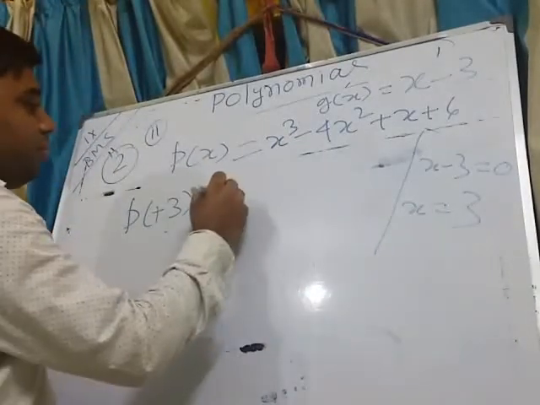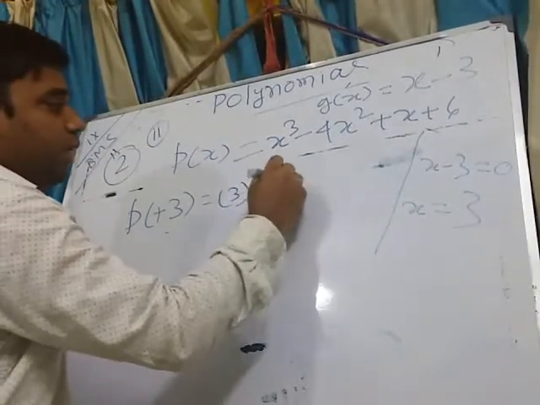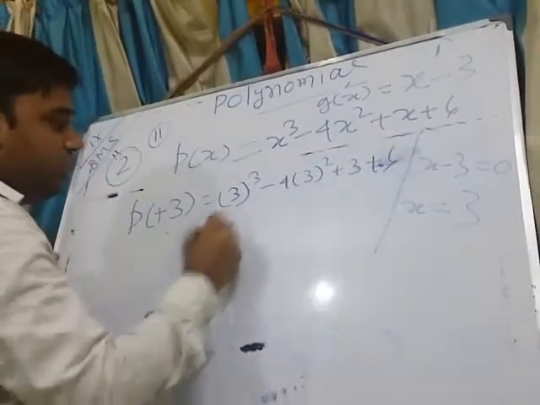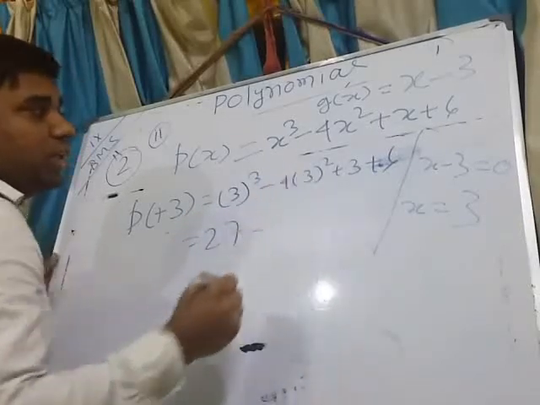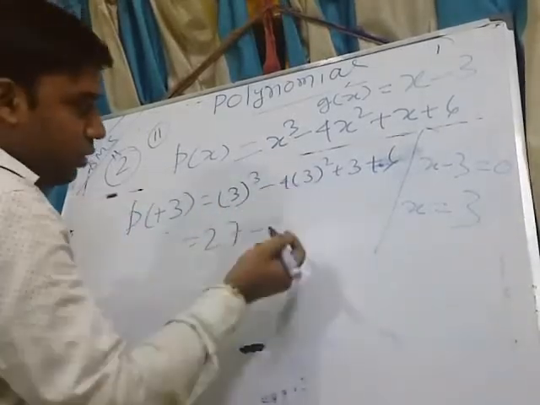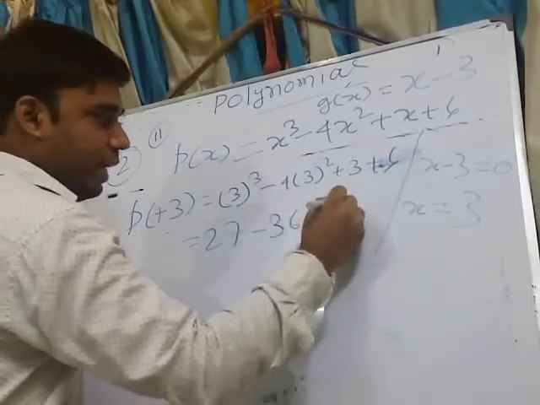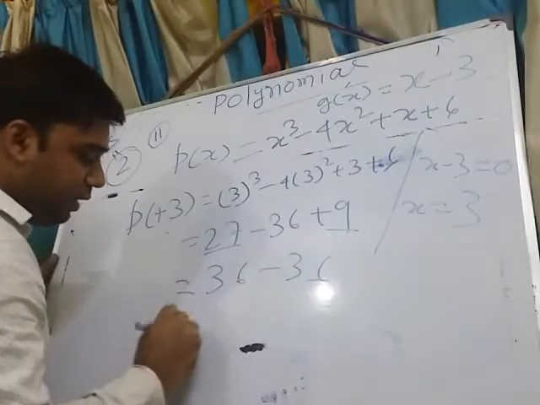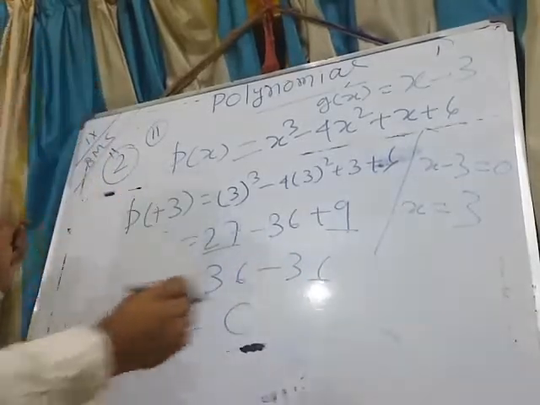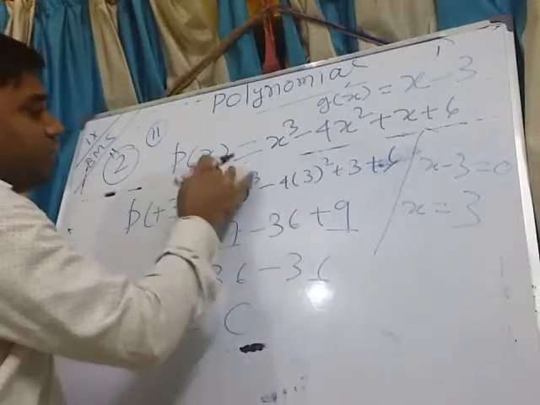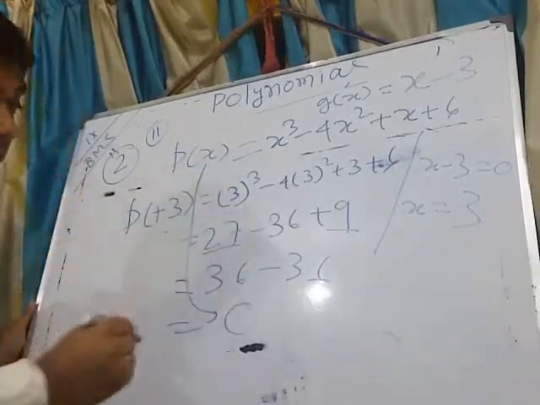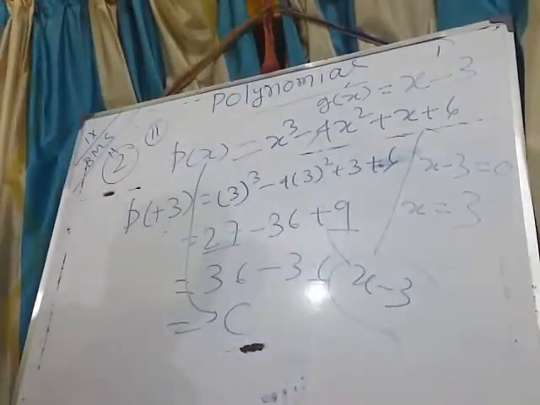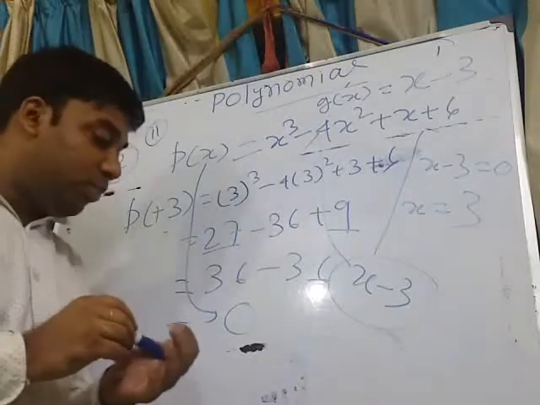Let us check: 3 cube minus 4 times 3 square plus 3 plus 6. 3 cube means 27, minus 4 times 3 square, 3 square means 9, 9 into 4 is 36, plus 3 plus 6, which is 9. 27 plus 9 is 36, and 36 minus 36 equals 0. It means by putting x equal to 3, we get p(x) equal to 0. So x minus 3 is a factor of this polynomial.